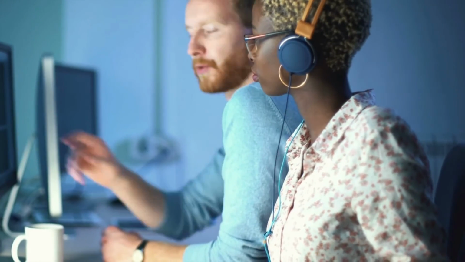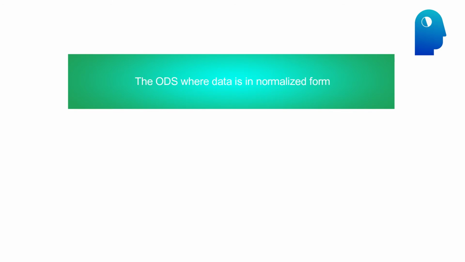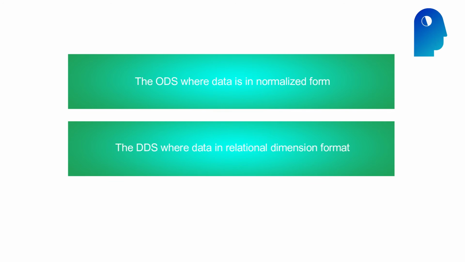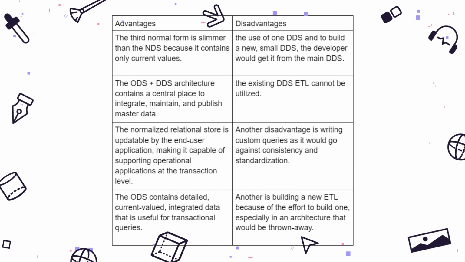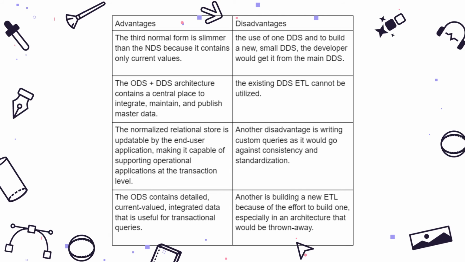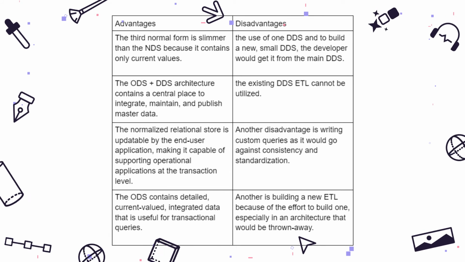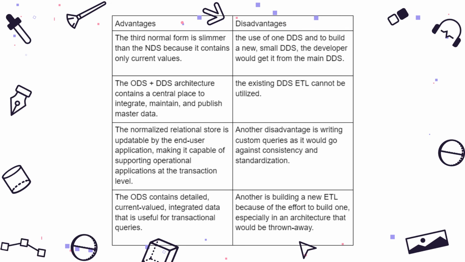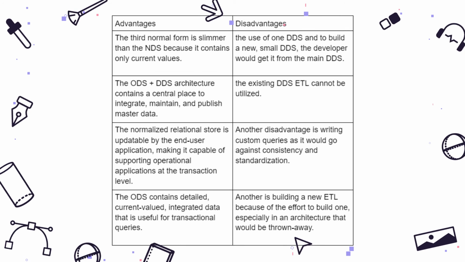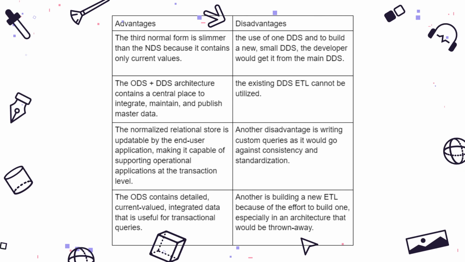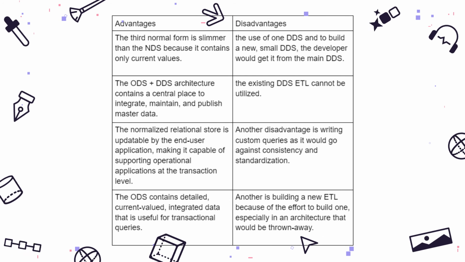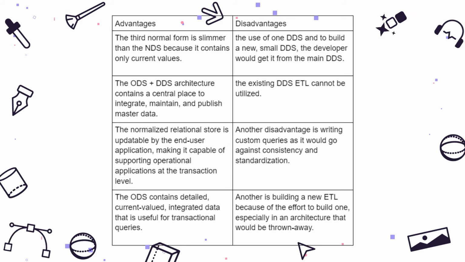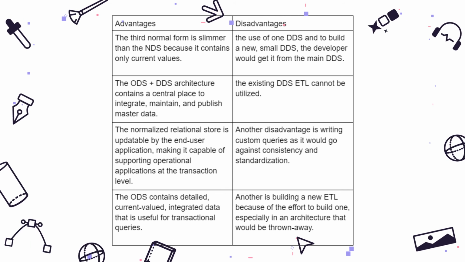In the ODS plus DDS architecture, there are three formats in three places that applications can access: the ODS where data is in normalized form, the DDS, where data is in relational dimension format, and the MDBs, where data is in multidimensional format. Advantages: the third normal form is slimmer than the NDS because it contains only current values. The ODS plus DDS architecture contains a central place to integrate, maintain, and publish master data. The normalized relational store is updatable by the end user application, making it capable of supporting operational applications at the transaction level. The ODS contains detailed, current-valued integrated data that is useful for transactional queries.